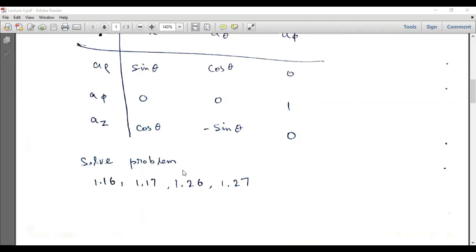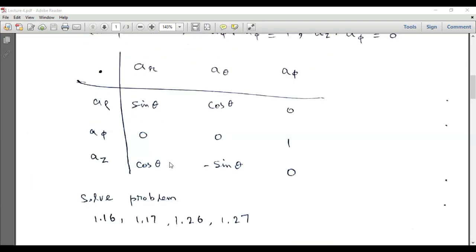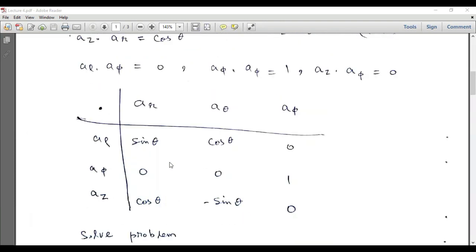I recommend all of you students to solve these four problems related to the spherical coordinate system. So if you are able to solve these problems, it means that you have learned all the concepts in spherical components, their transformation, and their values in a convincing manner. So that is all about our today's lecture.